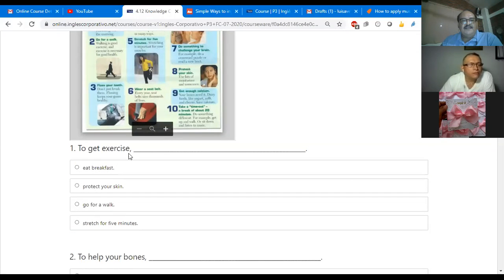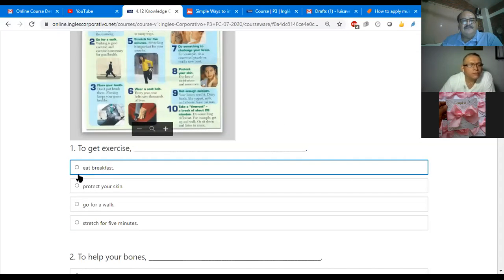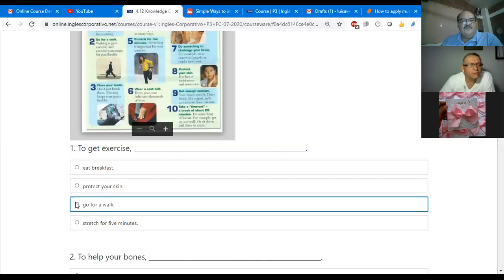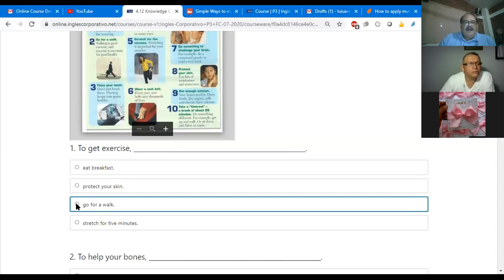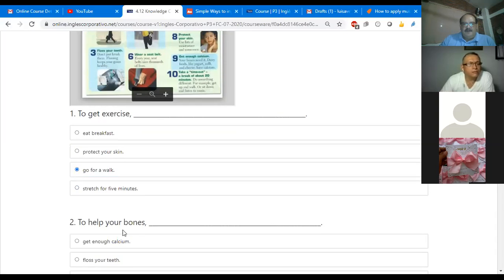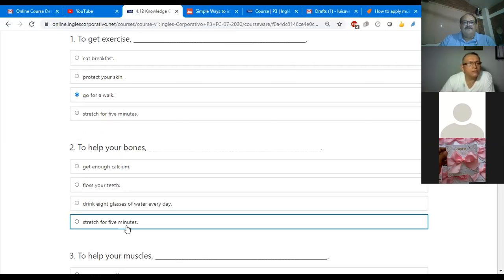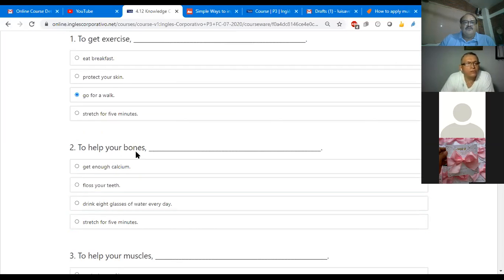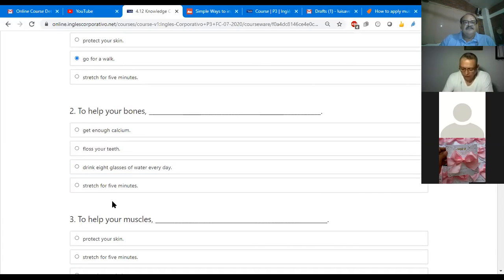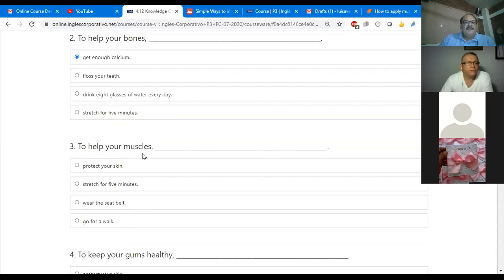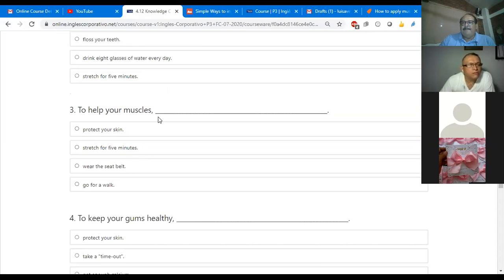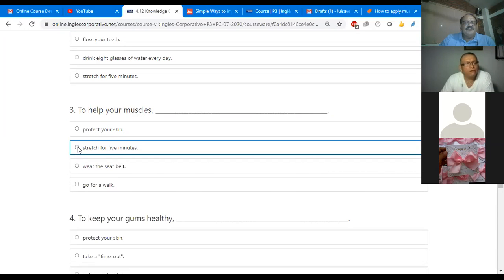And then we have to get exercise, eat breakfast, floss your teeth, go for a walk, or stretch for 5 minutes. Go for a walk. Get enough calcium to help your bones. To help your muscles, stretch for 5 minutes.